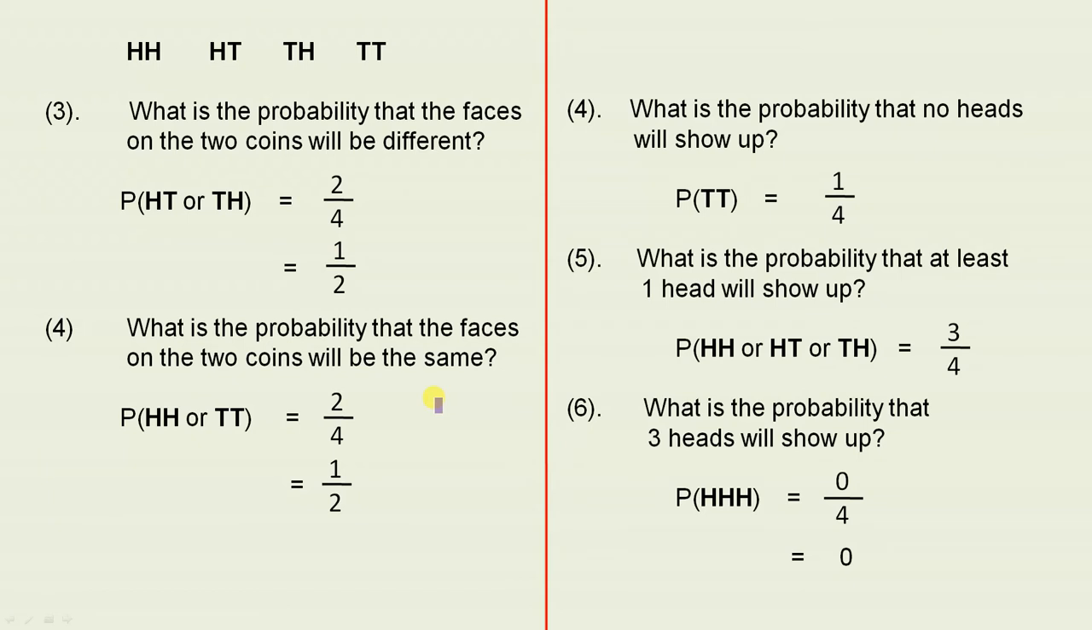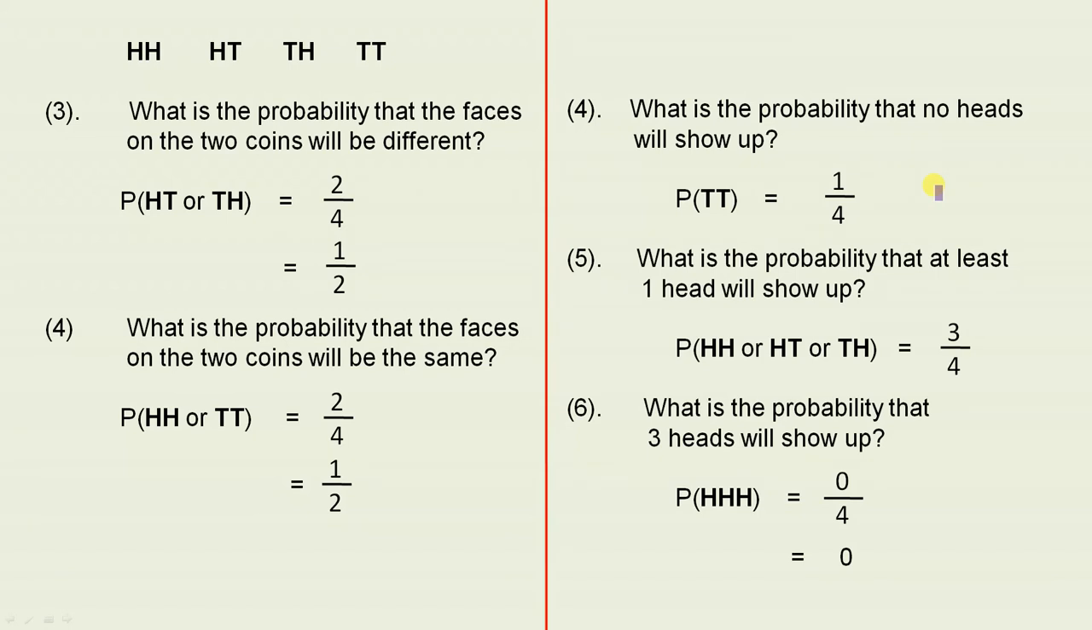What is the probability that the faces on the two coins will be the same? That is, they're both heads or they're both tails. So there are two of those. There's one there and one there. So that's 2 over 4, which is a half.